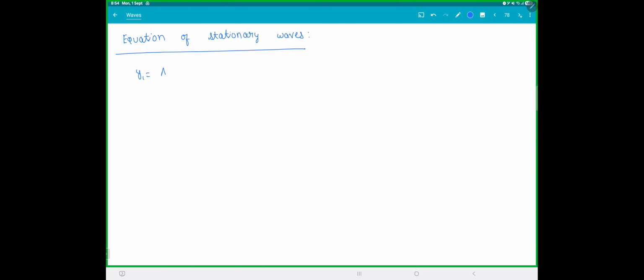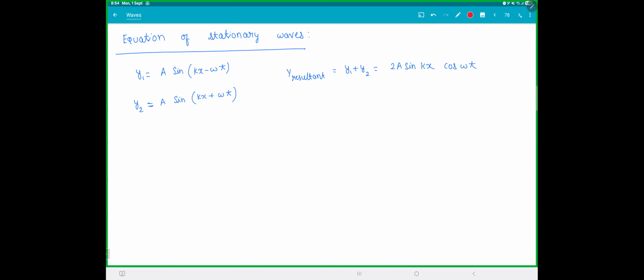So let's say y1 is equal to a sine(kx minus omega t). Remember, you need two waves of same amplitude, same frequency. Only thing, they should go opposite to each other. So it's kx plus omega t. So y resultant will be y1 plus y2, which gives 2a sine kx cos omega t, using sine A plus sine B.